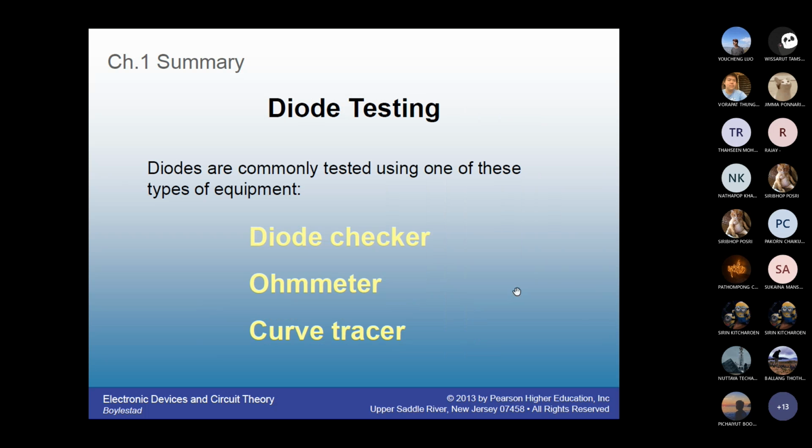If you want to check whether or not a diode is functioning properly, there are different ways of doing that in a lab, or even using your own hobby kit. You can have a diode checker, ohm meter, or a curve tracer.